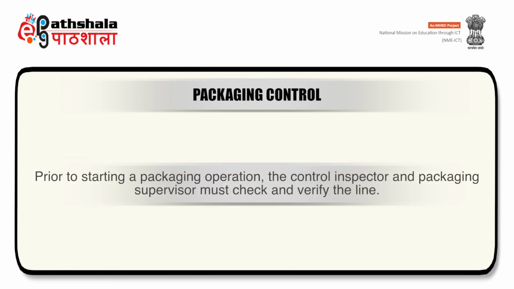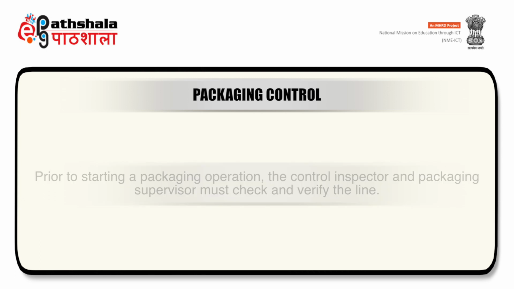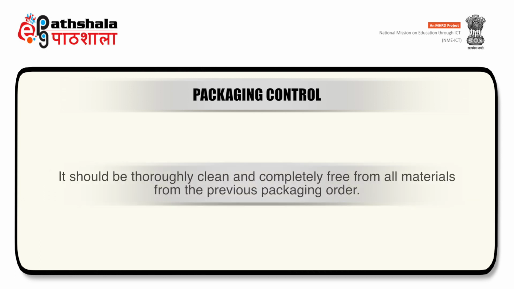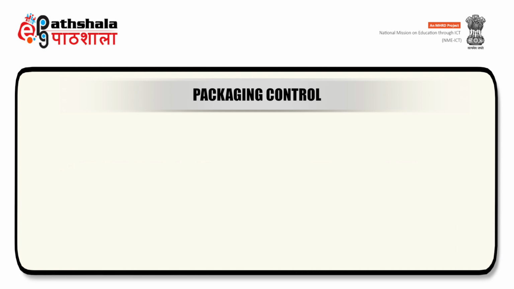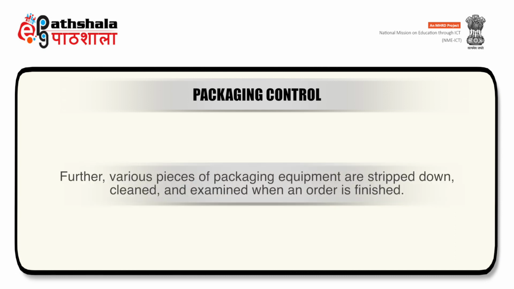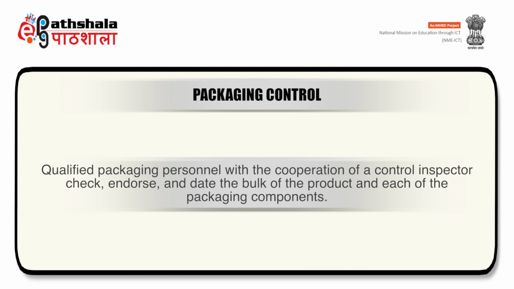Prior to starting a packaging operation, the control inspector and packaging supervisor must check and verify the line. It should be thoroughly clean and completely free from all materials from the previous packaging order. Further, various pieces of packaging equipment are stripped down, cleaned, and examined when an order is finished. Qualified packaging personnel, with the cooperation of a control inspector, check, endorse, and date the bulk of the product and each of the packaging components.